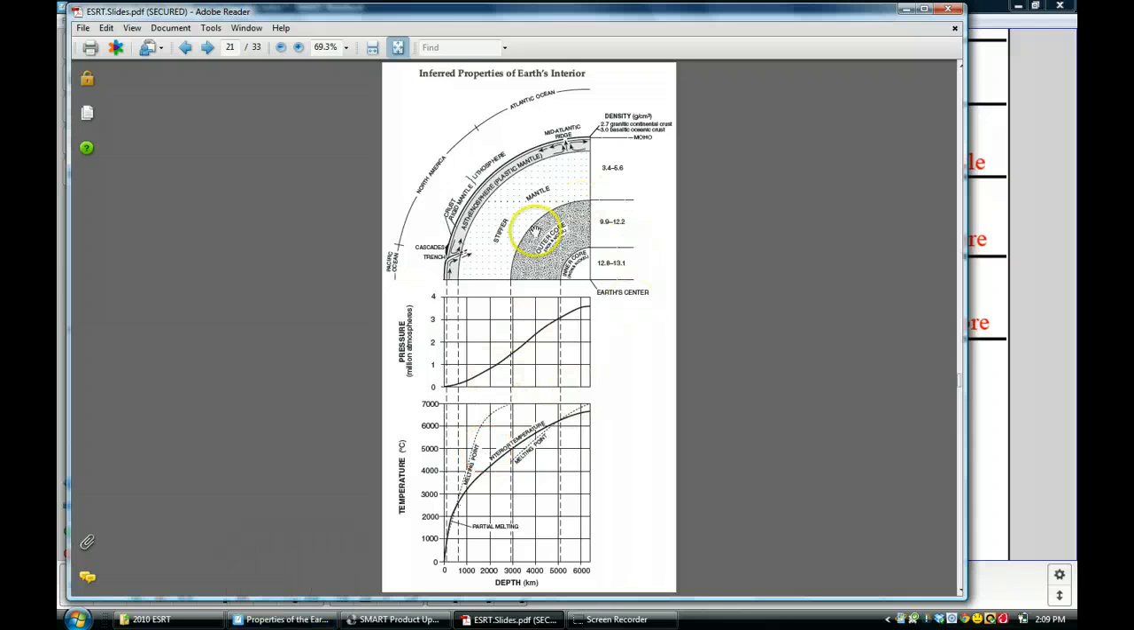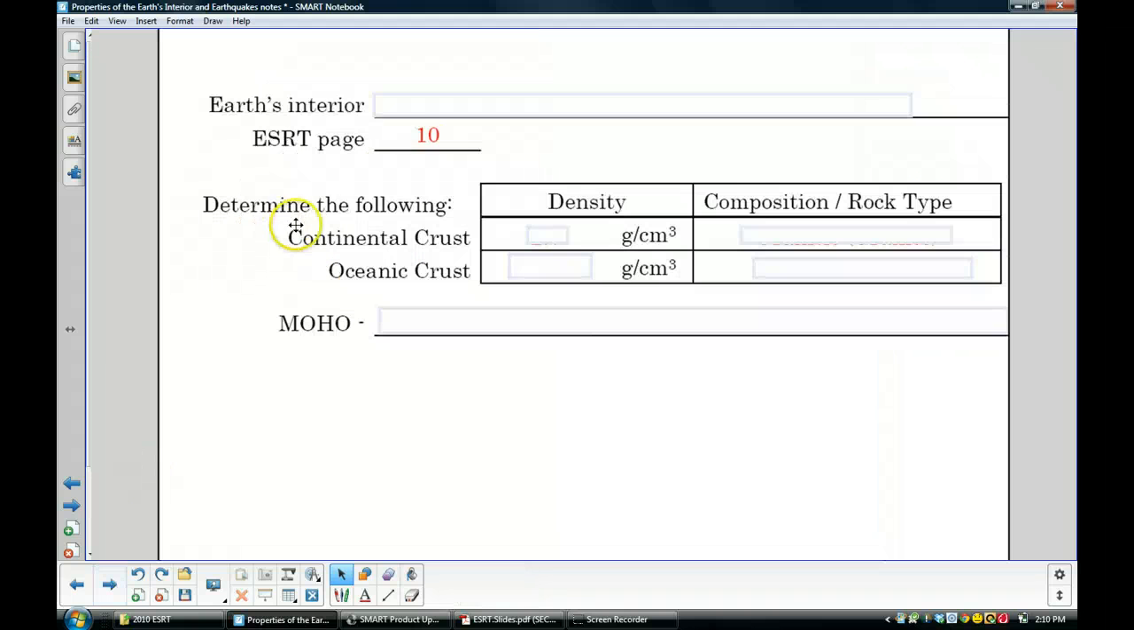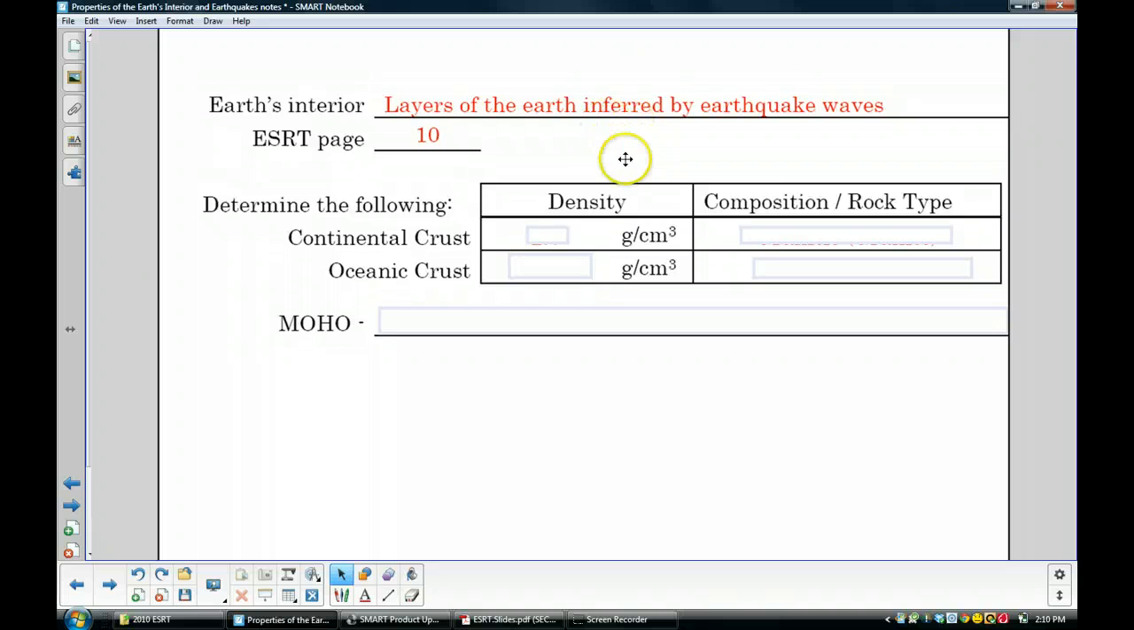So if you flip your notes over, we're going to use this to help. This chart will be very helpful in helping us learn a lot about the different parts of the Earth. The Earth's interior is inferred, and when we say inferred, we mean an inference by earthquake waves. Earthquakes allow us to learn a lot about what's going on inside the Earth, and we can see this on page 10 of the ESRT.